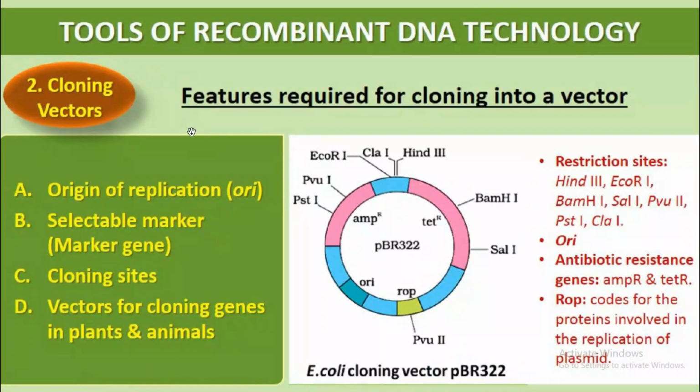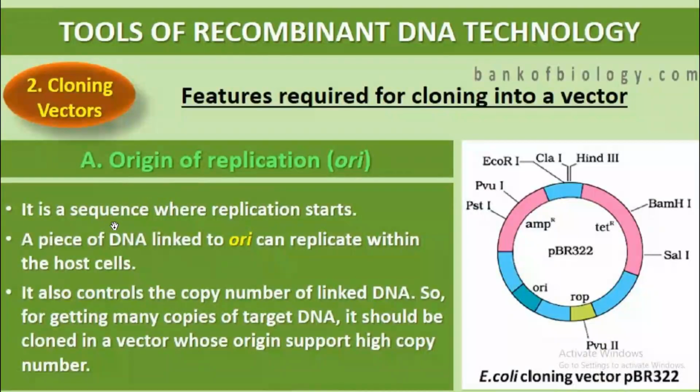Then what about the next one? What do you mean by origin of replication or ORI? It is a sequence where replication starts. A piece of DNA linked to ORI can replicate within the host cell. It also controls the copy number of linked DNA. So for getting many copies of target DNA, it should be cloned in a vector whose origin supports high copy number.